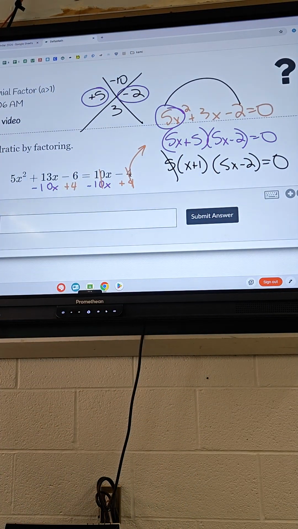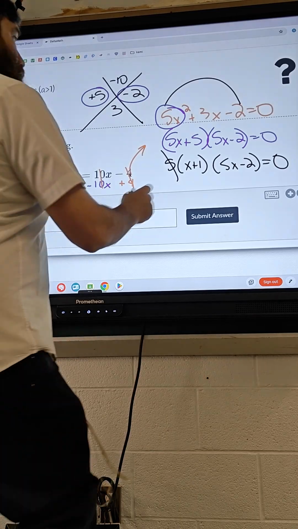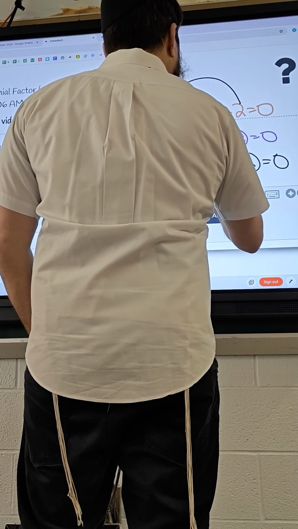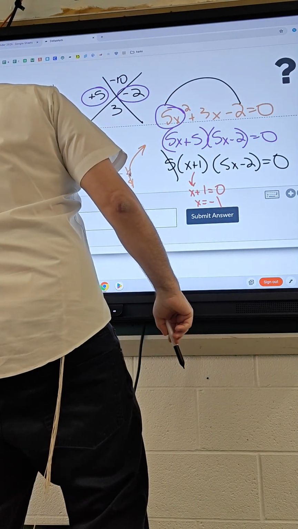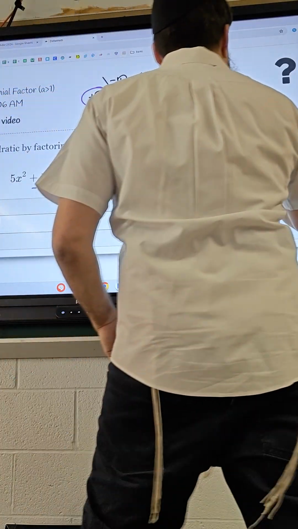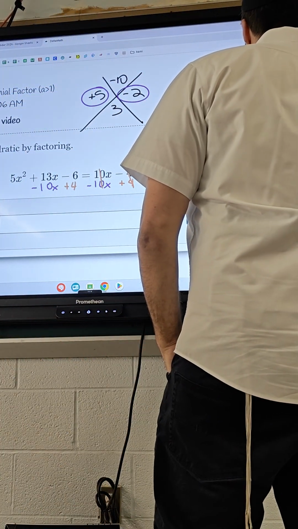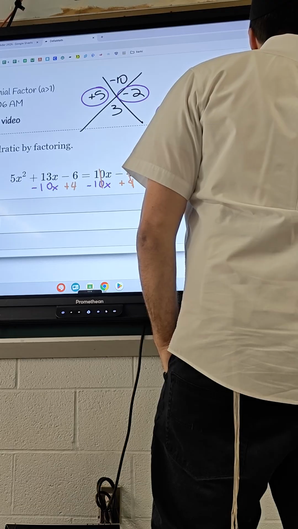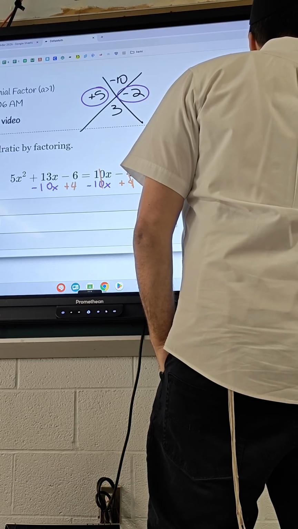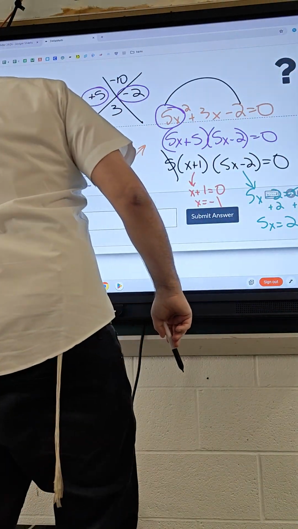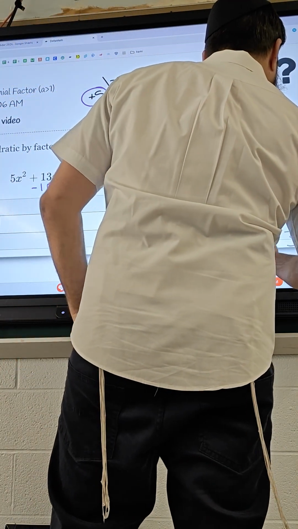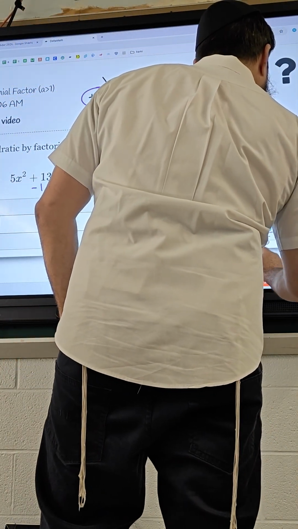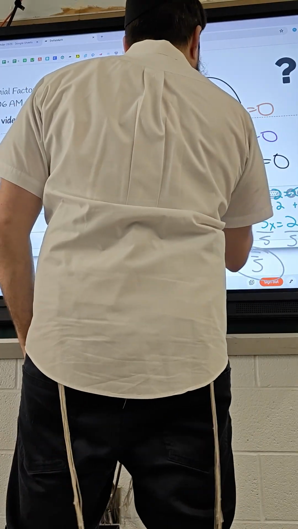Now with these you're not done. You're not just factoring. You're solving them. So you're setting each of these equal to 0. So x plus 1 equals 0. x equals -1. This 5x minus 2 equals 0. Add 2 to both sides. 5x equals 2. And the final step is I'm dividing by 5, and x equals 2/5.